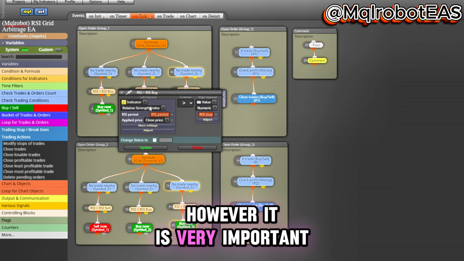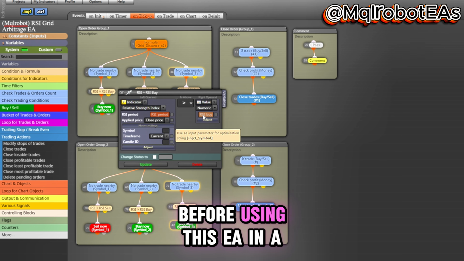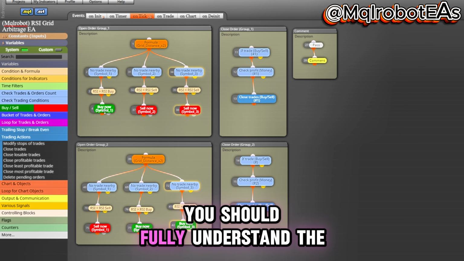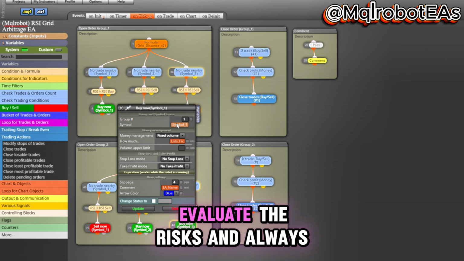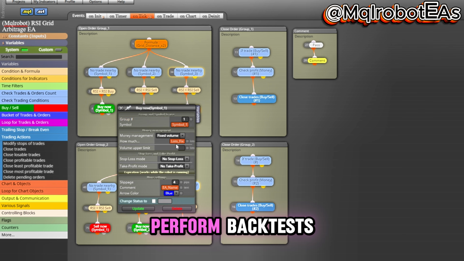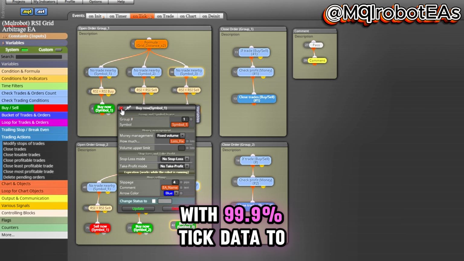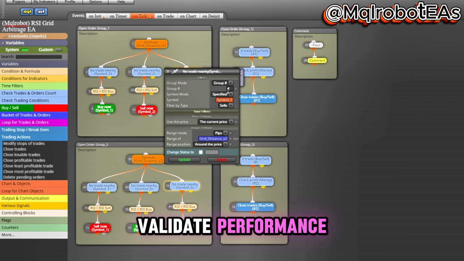However, it is very important to remember, before using this EA in a live account, you should fully understand the trading strategy, evaluate the risks, and always perform backtests with 99.9% tick data to validate performance.